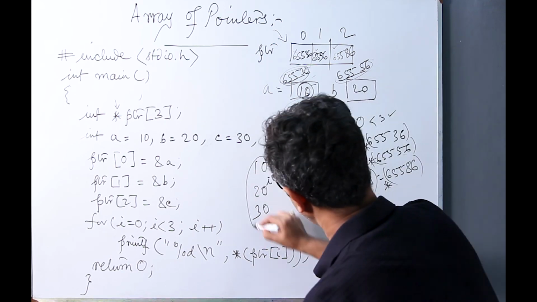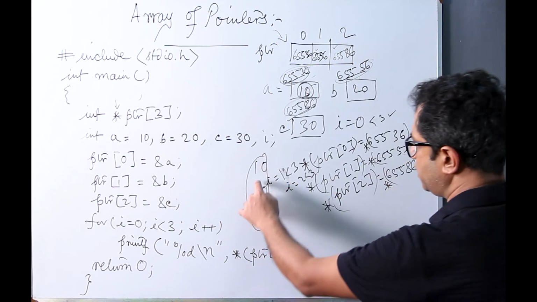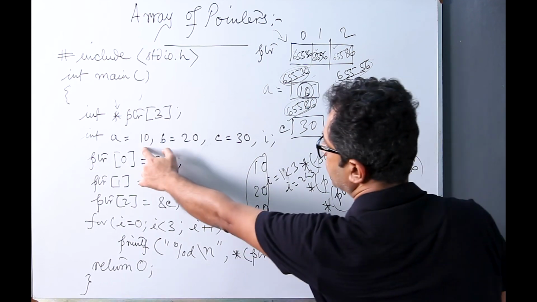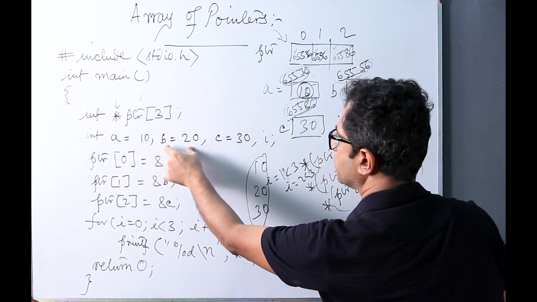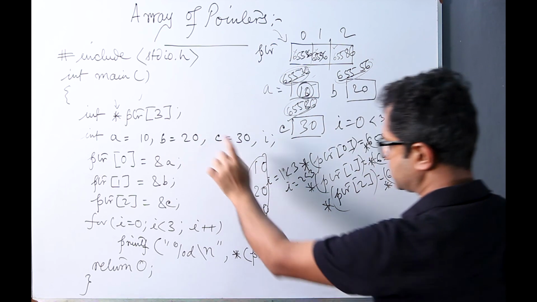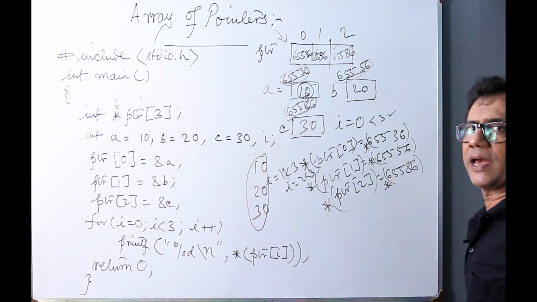So our output will be nothing but 10, 20, 30, that is we have printed the values of the respective variables A, B and C by this concept of array of pointers.